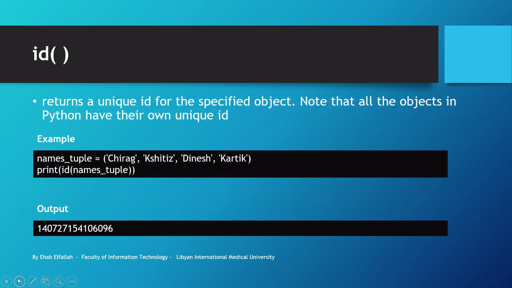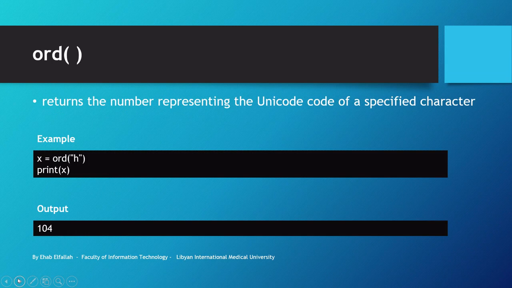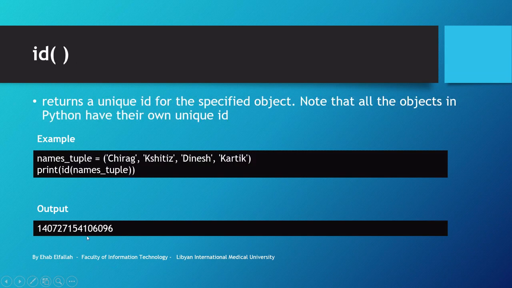ID is another function. It will return the ID of any variable or any object in Python in the system. As we know, each variable or each object used in Python, at running time, reserves an ID in memory, so that we can call this object by this ID.